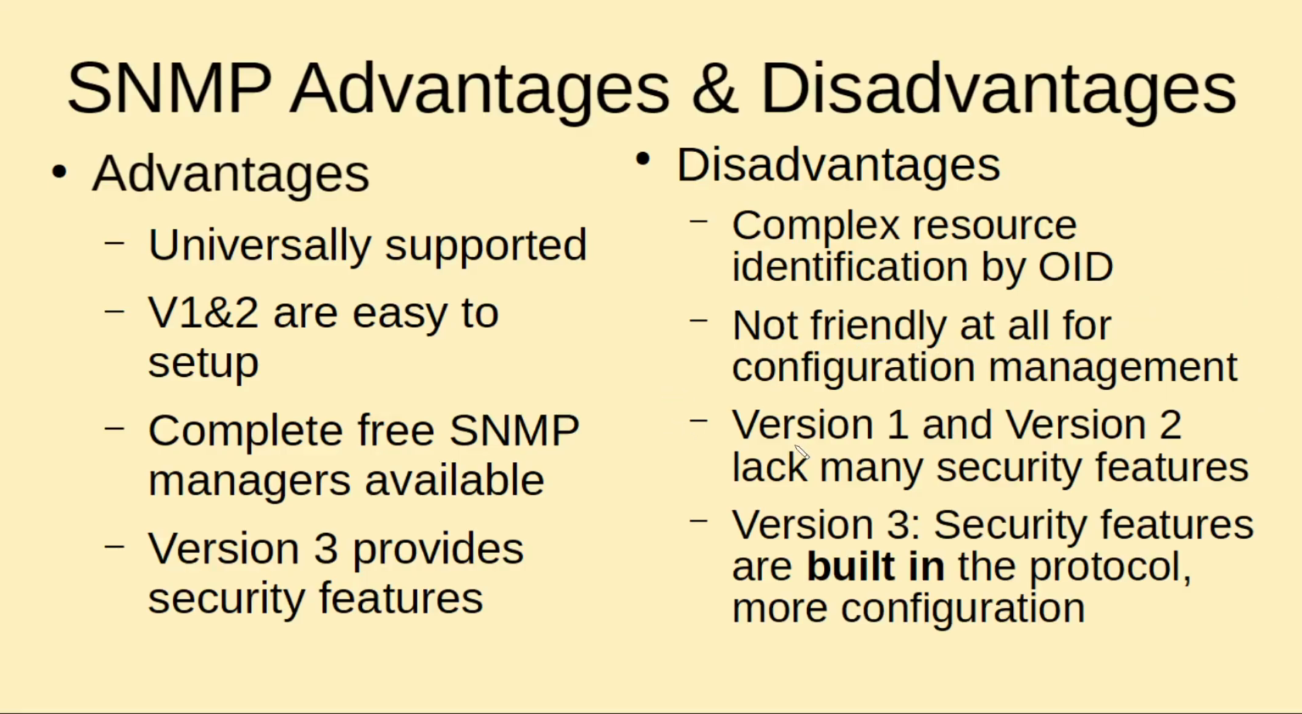Now, when it comes to version 1 and 2 of SNMP, even though they are easy to set up, they lack many security features, so that is a big no for SNMP. Now, when it comes to version 3, we have security now with SNMP. However, this security is built inside the protocol, so that means that we need to provide more configuration. That means that we have to configure now hashing and encryption.